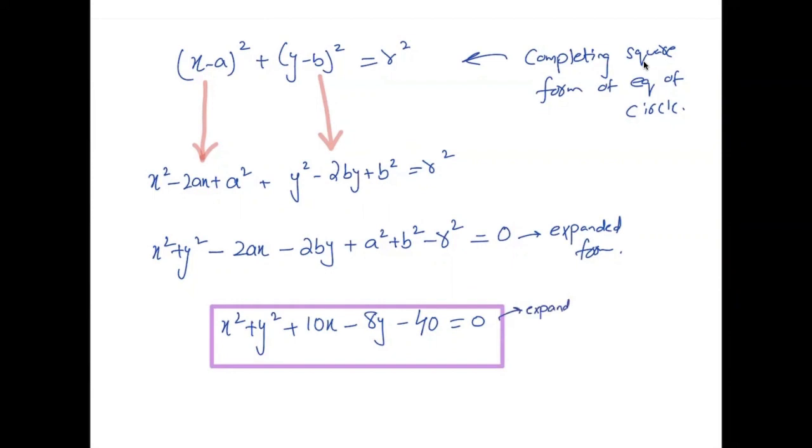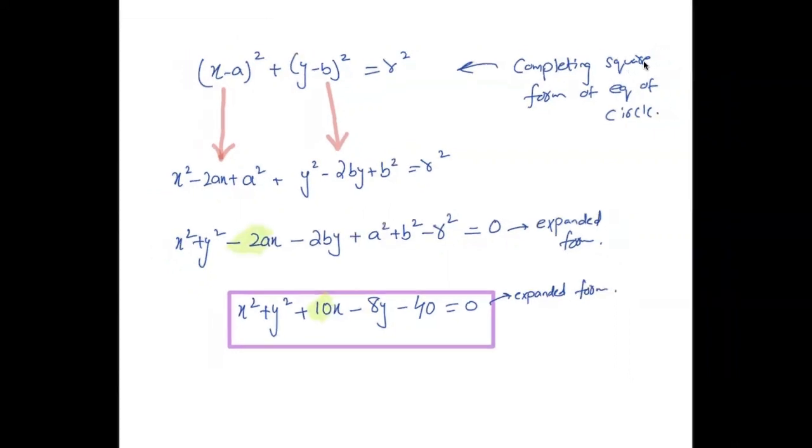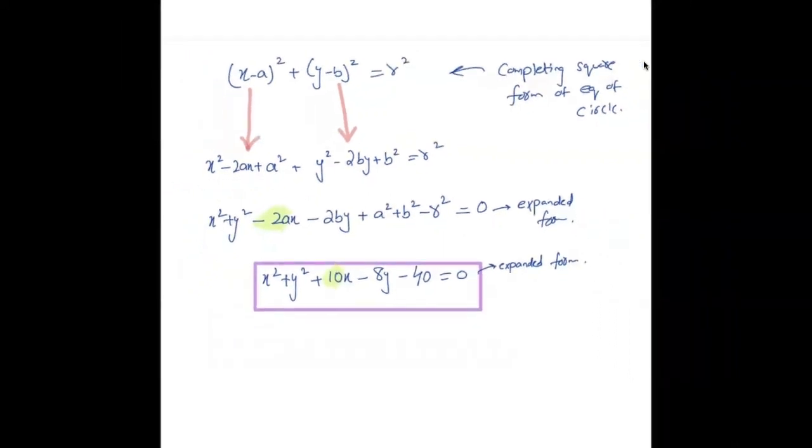Now, if I give you this equation and ask you to find the center of the circle and the radius, what are you going to do? You are going to compare the x terms. What is the coefficient of x over here? 10. And what is the coefficient of x over here? Minus 2a.